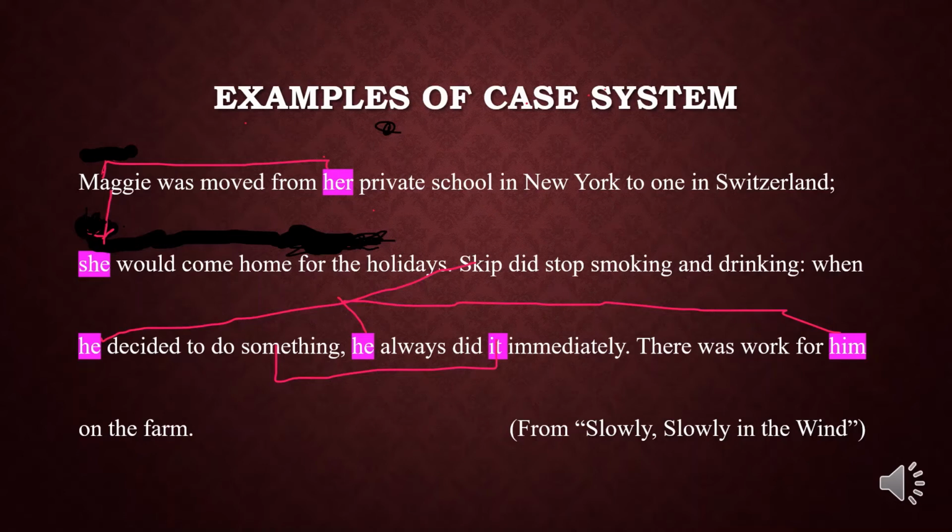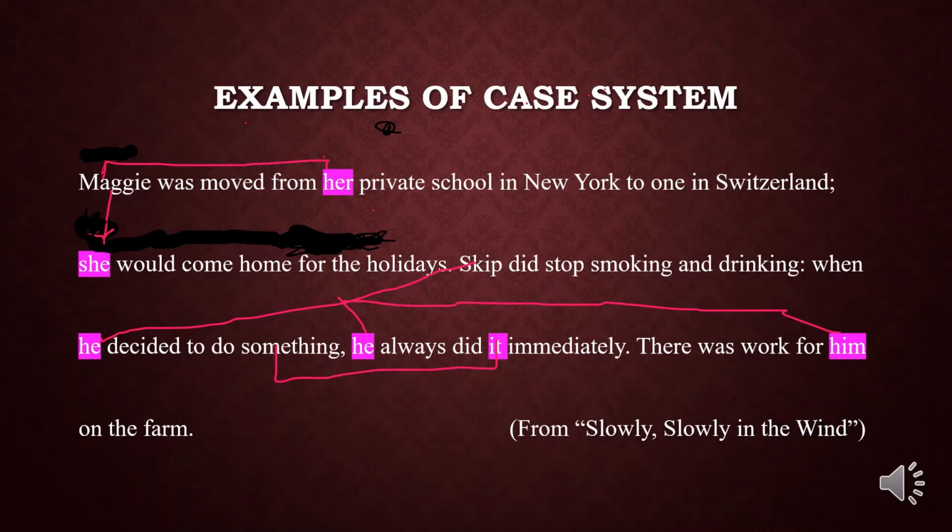Here we can see that there are two characters, Maggie and Skip. Their names are mentioned here only once. And then for all other places, we have their pronouns. These pronouns correspond to their names. Here, her private school means Maggie's private school. Her is a possessive case. And she would come home for the holidays. Here, she is the subject case. And she represents Maggie here as a pronoun. So Maggie doesn't have to be repeated twice.